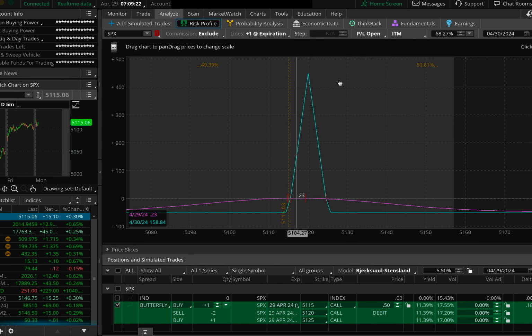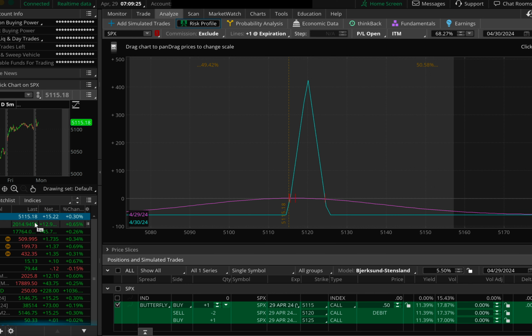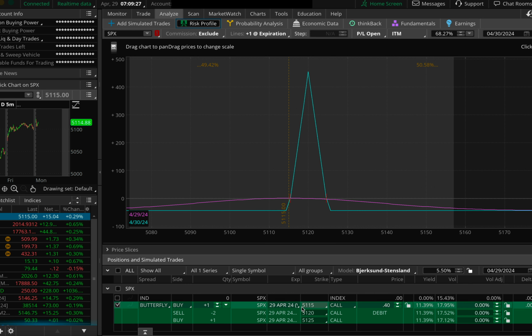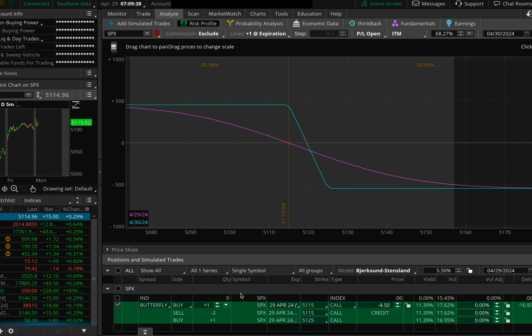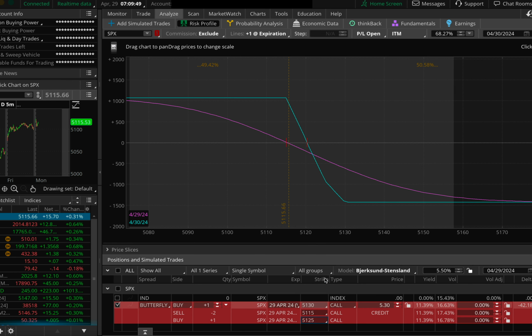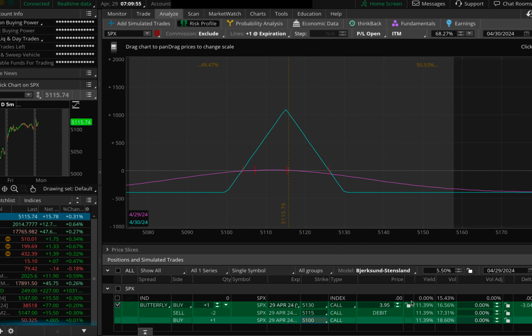We want the peak of the butterfly to be at the money. And at the money right now is 51.15. So I'm going to change these middle strikes on this green bar to 51.15. We're going to test three different butterflies with different widths. The first one will be 15 points wide. So I'm going to take this call up to the 51.30, which is 15 points above the middle strike. And then the lower strike will be 15 points below, which will be 51.50. So there's that one. I'm going to lock that price in.